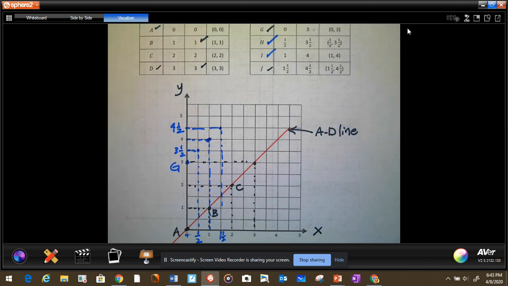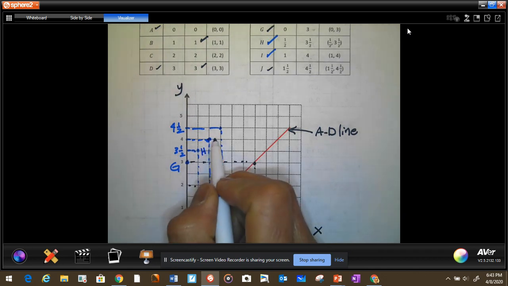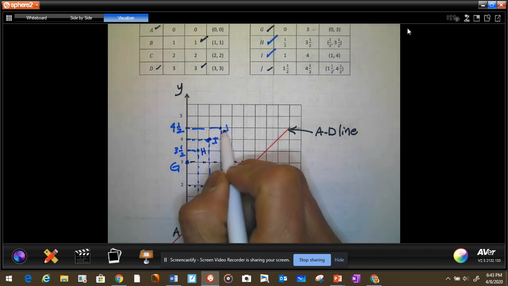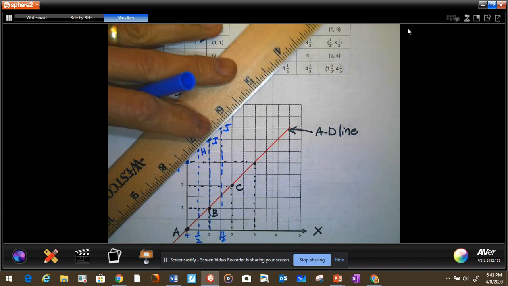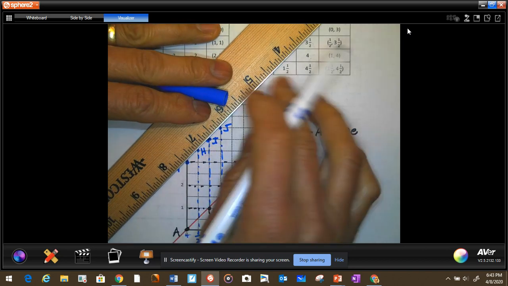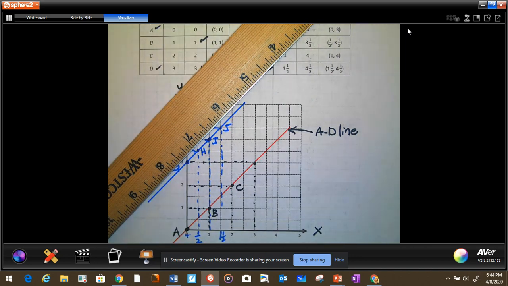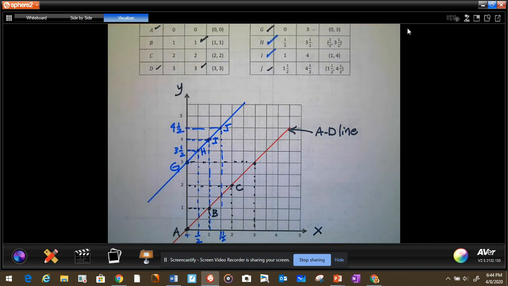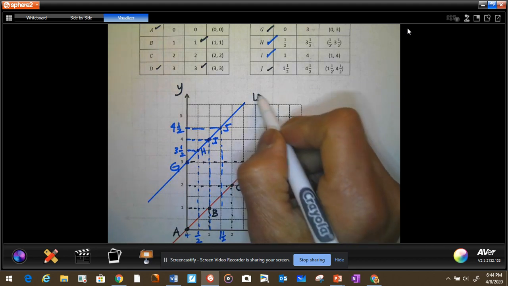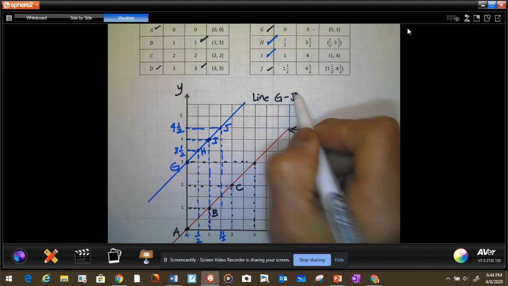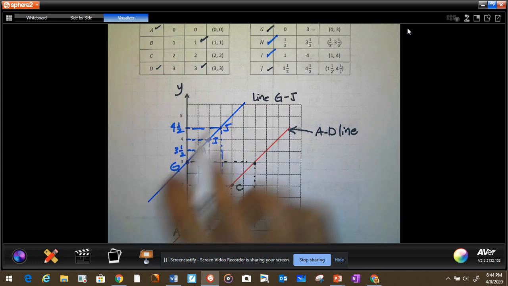Okay. Now what we're going to do, we're going to create our line because we have all the points. Oh, and let me label the points. This is G, this is H, this point is I, and this is J. So let's make the line. Okay, so that is line GJ.